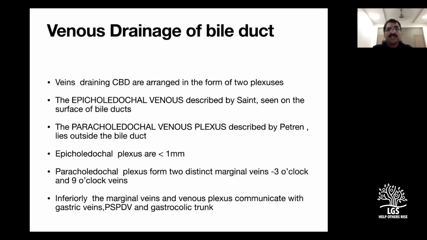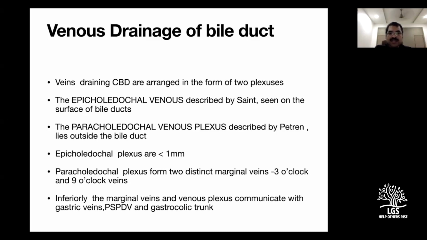Then the next important thing is the venous drainage of the bile duct. The veins draining the CPD are actually arranged in the form of two plexuses, which are very popularly known as the epicholedochal venous plexus described by Saint, and the paracholedochal venous plexus described by Petren. So the epicholedochal plexus veins are less than 1 mm, and the paracholedochal plexus forms two marginal veins, the 3 o'clock and 9 o'clock veins.